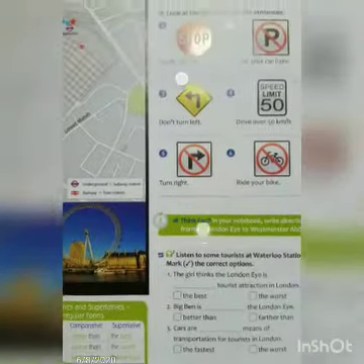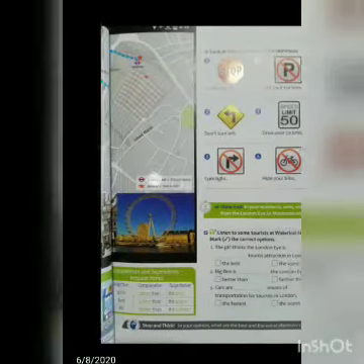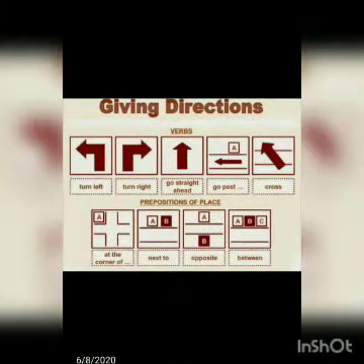Okay, dear students, that's all for today. We're going to conclude with this unit, pages 30-31. In this unit, we saw directions. Don't forget the verbs, very important: turn left, turn right, go straight ahead, go past, cross, and the prepositions of place at the corner of, next to, opposite, between. Very important in this unit.